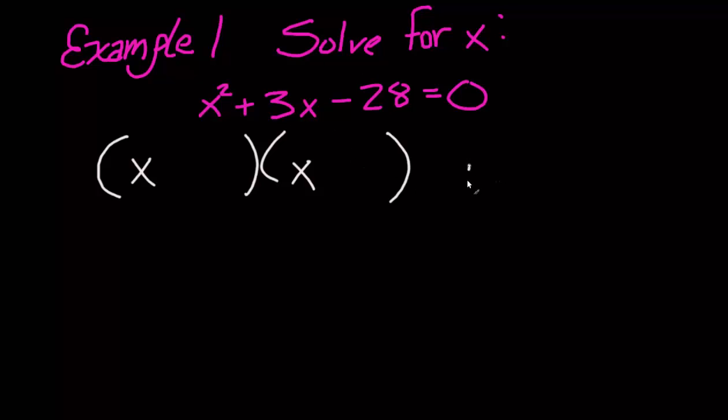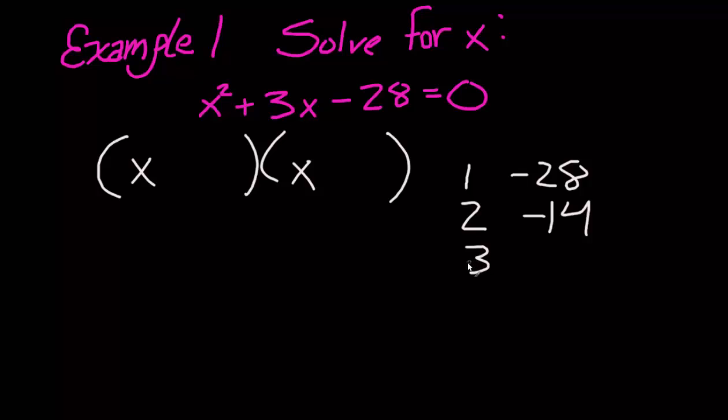So I'll start at 1. What times 1 is negative 28? Well, negative 28. And guys, looking at this, I don't really see anything that's going to add up to 3. So I'm going to move on to the next one. Okay, 2 times negative 14 equals negative 28. If we did anything with these two numbers, is there any way we could possibly just get 3? No. So, on to the next one.